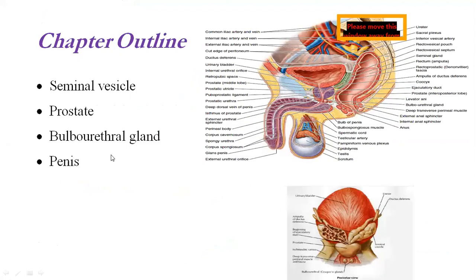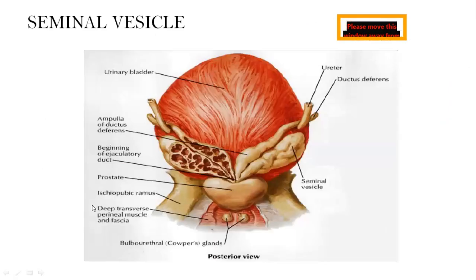Now we will see that the seminal vesicles are present behind the urinary bladder. This is the urinary bladder. At the back of the urinary bladder, the green organ is shown, from behind. This is the seminal vesicle. At the neck of the urinary bladder, you find the violet gland. For our convenience, I am using this color. That is the prostate gland. Below the prostate, you find two small glands, the bulbourethral glands, below which we have the penis. So this is the posterior aspect of the urinary bladder.